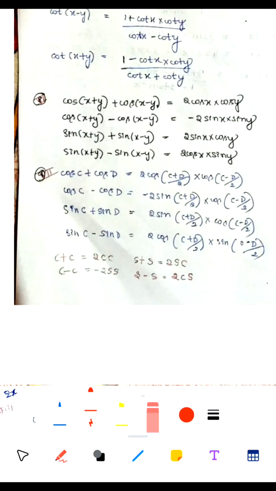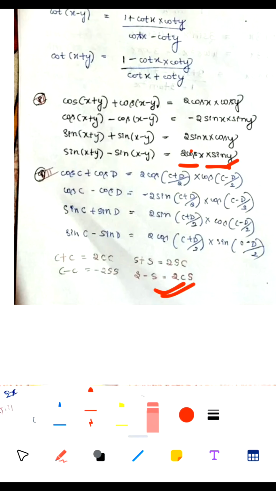So sin(x+y) + sin(x−y), that is s plus s, 2sc, 2 sin x into cos y. Similarly, sin(x+y) − sin(x−y), that is s minus s, is what? 2cs, that is 2 cos x into sin y. Okay. Similarly, we can remember the formula. So 8 formulas we can remember if you remember this simple trick.